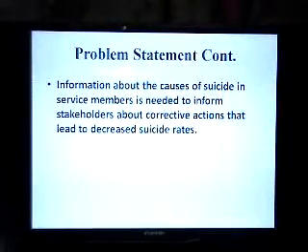The problem statement continued. Information about the causes of suicide in service members is needed to inform stakeholders about corrective actions that lead to decreased suicide rates. So what actions do they have to take to prevent soldiers from killing themselves, and that would contribute to decreasing suicide rates in the entire country?